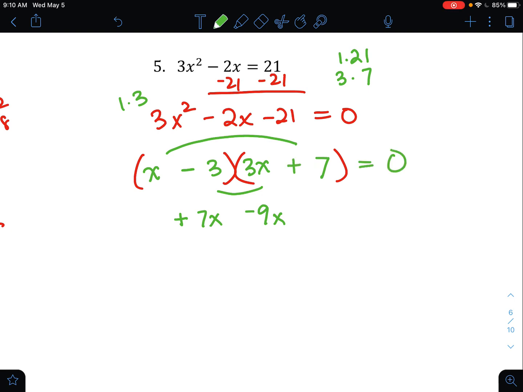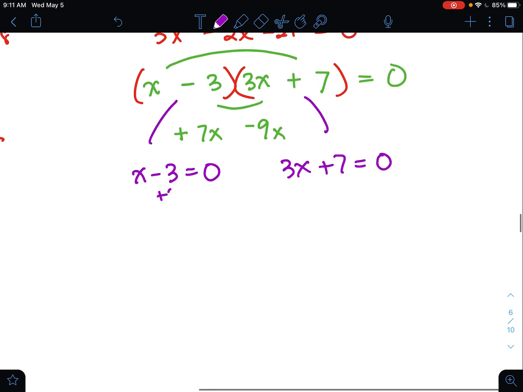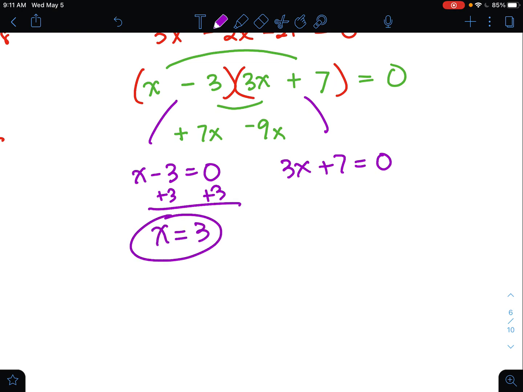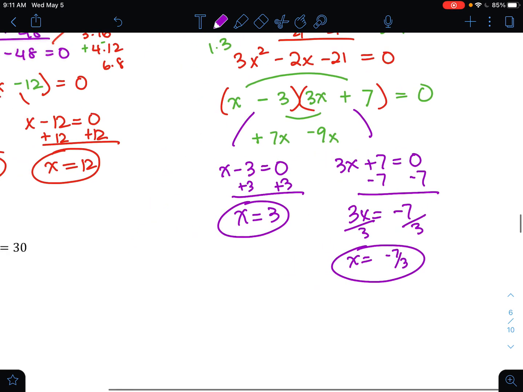Okay, now don't forget your equals 0 over here, because now you can branch into the two equations. So x minus 3 equals 0. 3x plus 7 equals 0. And so if I solve, I can simply add 3 on the first one. The second one, though, I need a couple steps. So I'm going to take the 7 away, move it to the other side, and then divide by 3. Now, 7 divided by 3 is a repeating decimal, so I'm leaving it as a fraction so I don't lose any digits when I do any rounding.